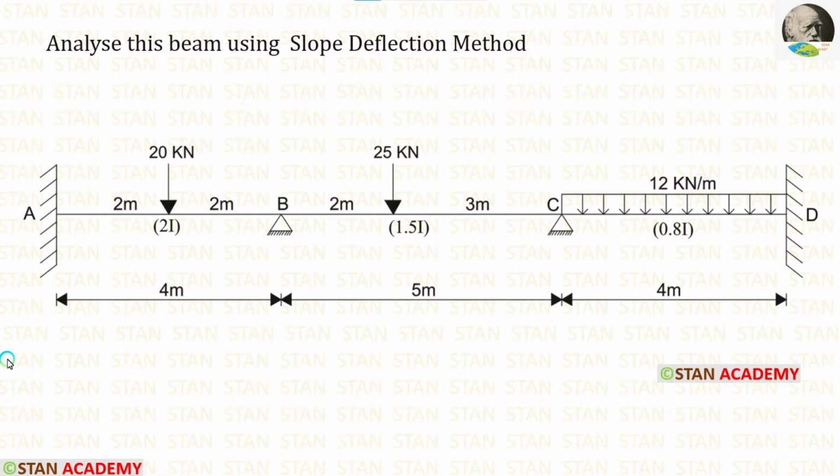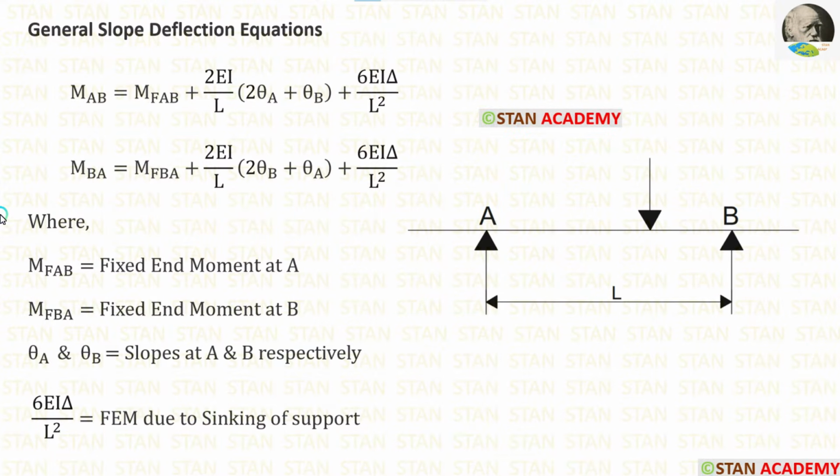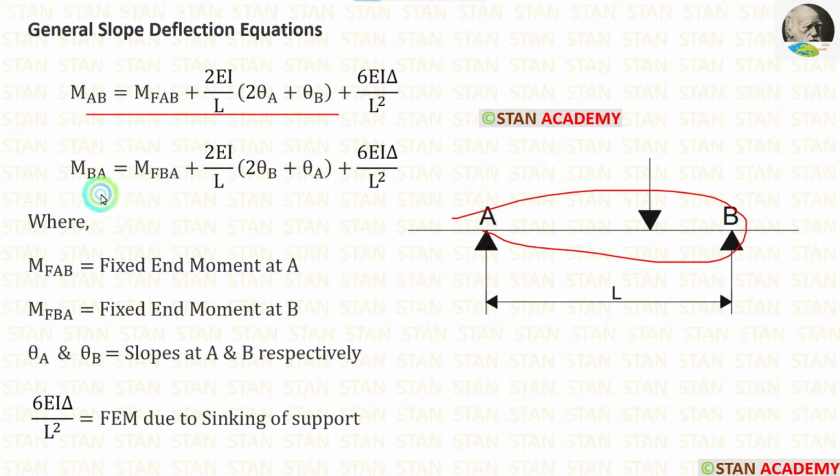Hello everyone. Today we are going to analyze this beam using the slope deflection method. Before analyzing, let's see the slope deflection equations. For every span, there will be two slope deflection equations. Consider a random span AB in a continuous beam. For this span, we have two slope deflection equations.